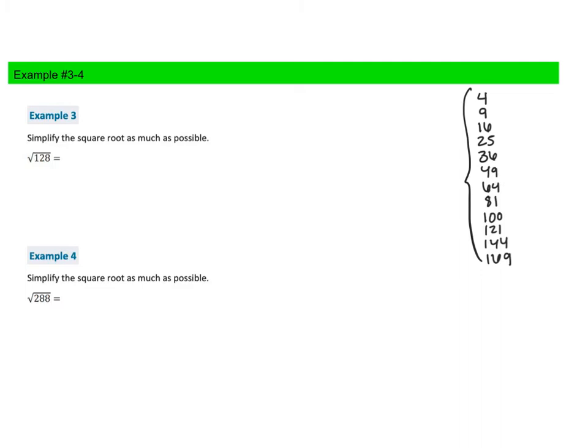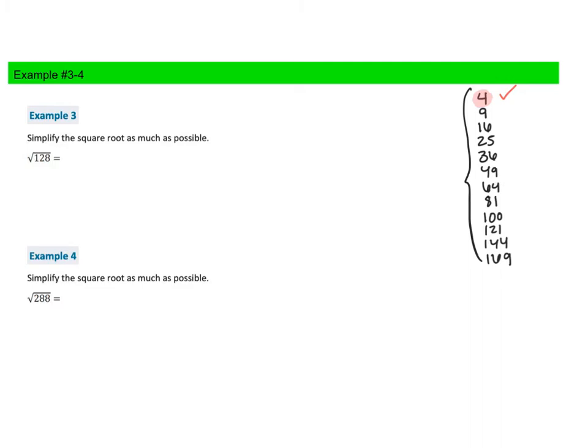First example here, or example 3 here, says break down and simplify the square root of 128. So I'm going to look at my list off to the side and see, do these numbers factor into 128? Is 128 divisible by 4? It is. It goes in 32 times, so I could use that. Is it divisible by 9? No, it's not. That would be a decimal. Is it divisible by 16?